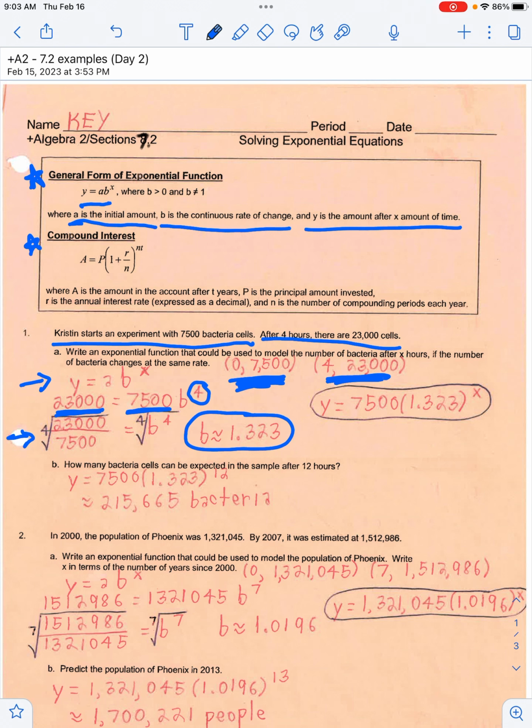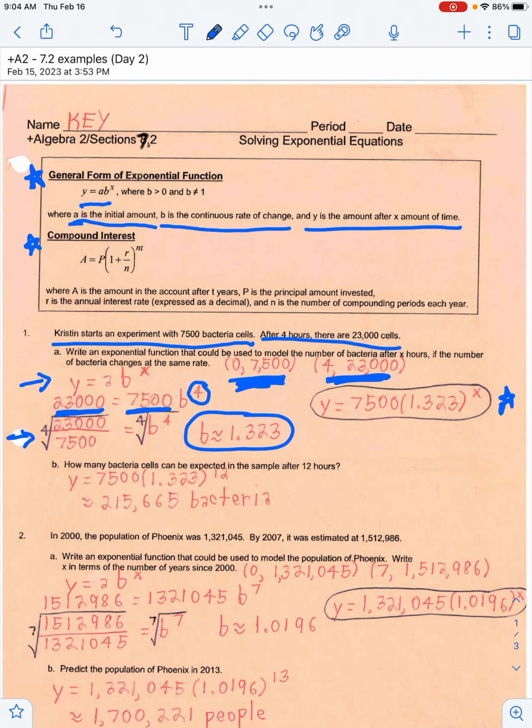The more digits you have, the more accurate your answer is going to be. I rounded to the thousandth place. I think that's a good place to round. And then for our final answer, which is the model, we can see right here, we want to put in 7,500 for the initial number of bacteria cells, the base 1.323, and then we leave X and Y unknown, so it's a generic model we can use to do part B.